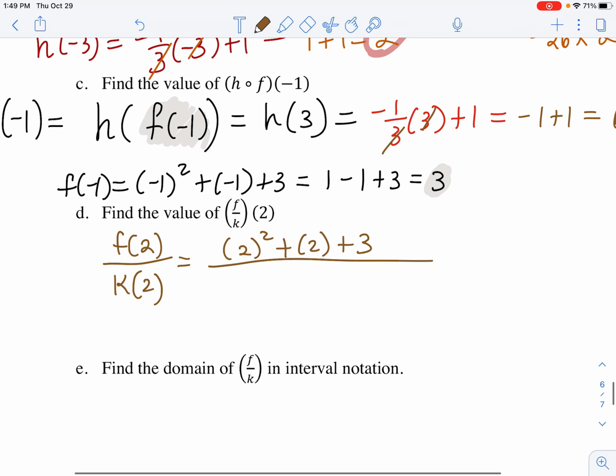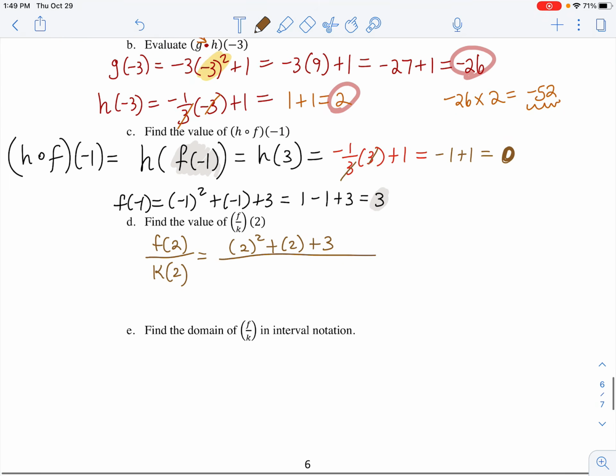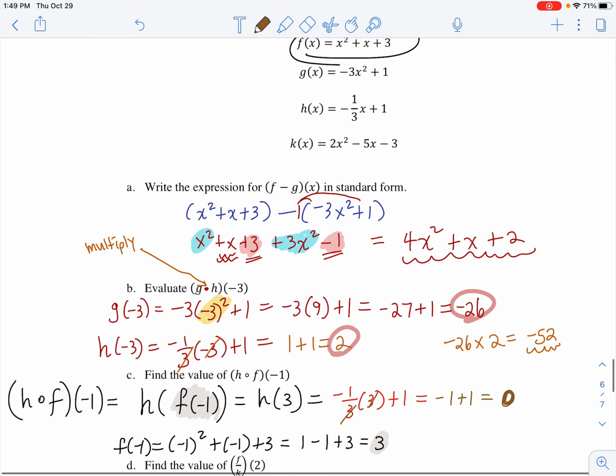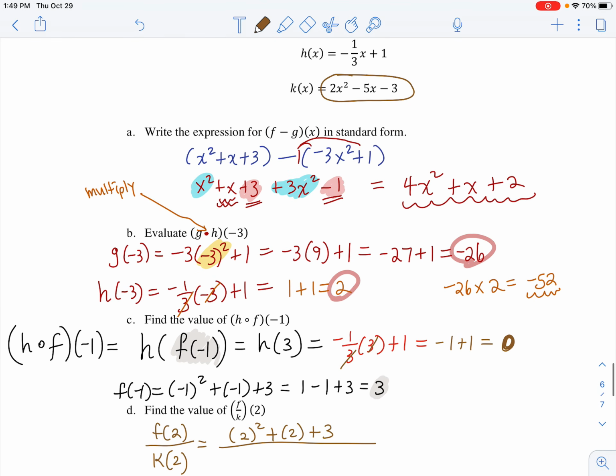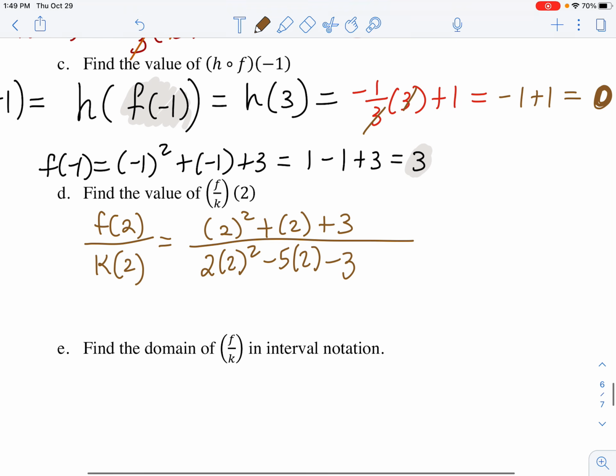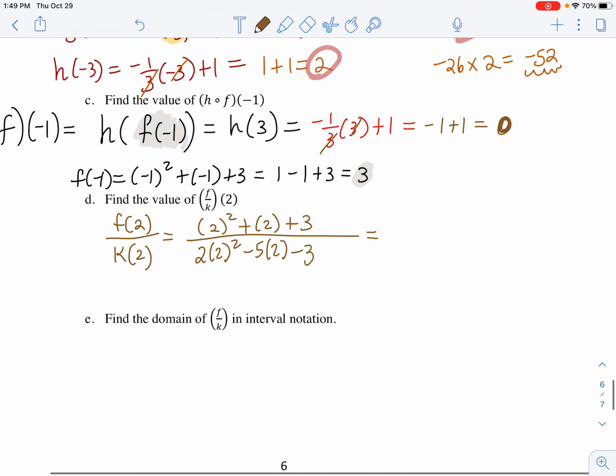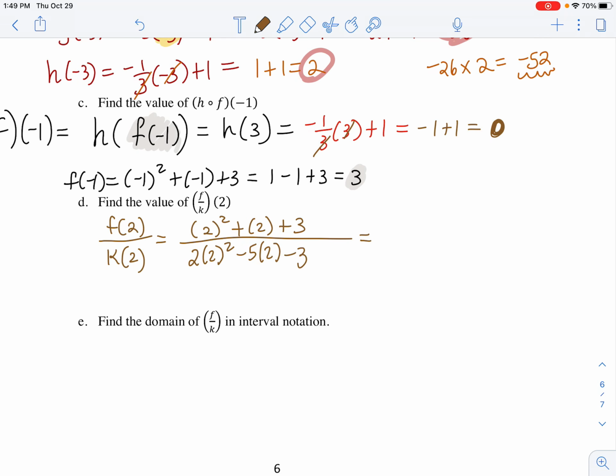So, okay. What about the k? I don't remember what k was. K was... Oh, ew. Okay. I'm going to have to plug that in right there. So 2 times 2 squared minus 5 times 2 minus 3. It's not that bad, I guess. It's not that bad at all. All right, let's evaluate this. I'll try to do this without a calculator as much as possible.